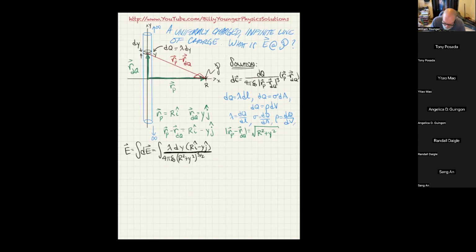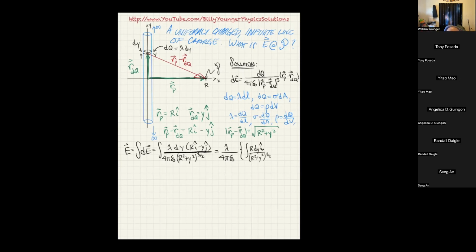All right, so now I'm going to go ahead and pull out the constants that aren't going to be problematic to me. So I'm going to say I have lambda over 4 pi epsilon naught. And then, because that lambda over 4 pi epsilon naught freed up a little bit of stuff, I'm going to say that I have an integral of r dy i hat over r squared plus y squared to the 3/2.